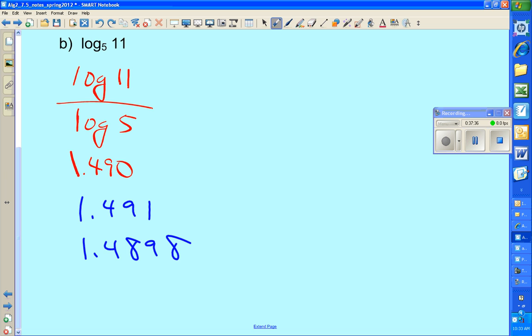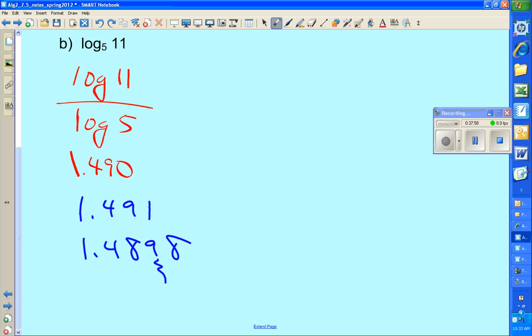1.4898961102. That's all we need. This is the place I want to round to. We look 1 to the right. More than 5? Yes or no? Yeah. So I know how to round the number. I just didn't think that you would want a 0 at the end of a decimal. Absolutely, if that's what you round to.